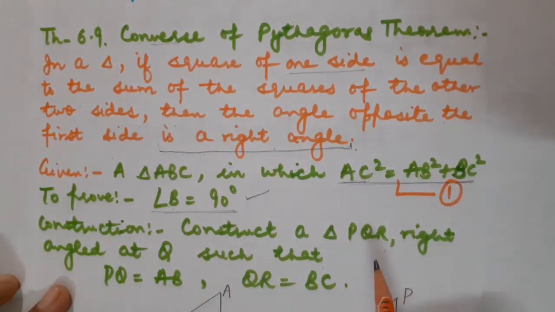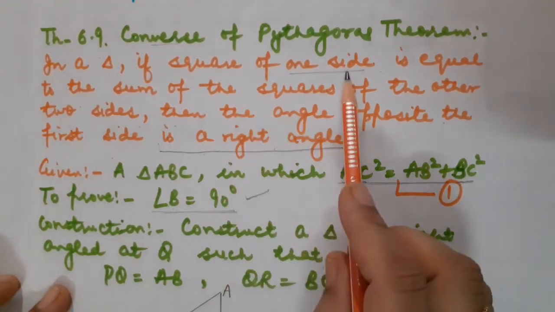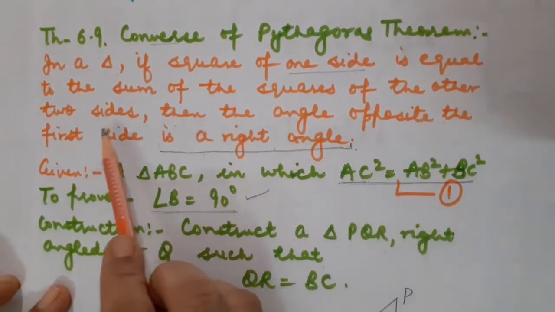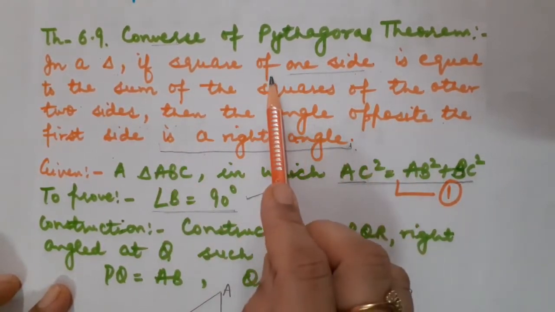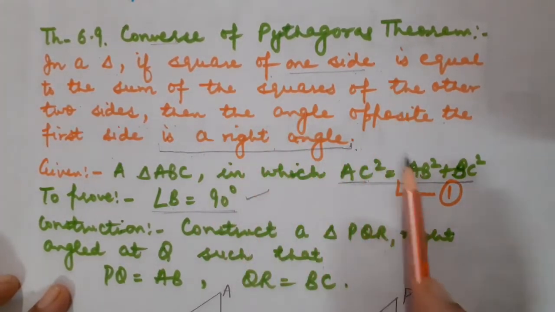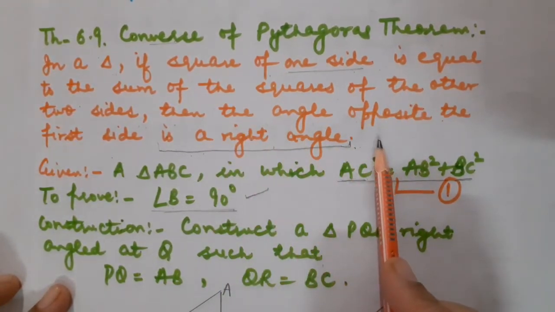Children, what is the difference in Pythagoras as well as its converse? In Pythagoras theorem, we will be having a right angled triangle given, and we have to prove that hypotenuse square is equal to base square plus height square. But here, we will be having the square of one side given equal to the sum of the square of other two sides, and then we have to prove that the angle which is just opposite to side 1 is a right angle. Means the triangle, whatever triangle will be formed using the given expression, that will be a right angled triangle.